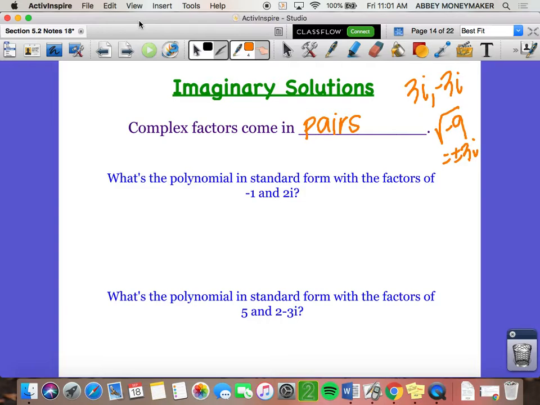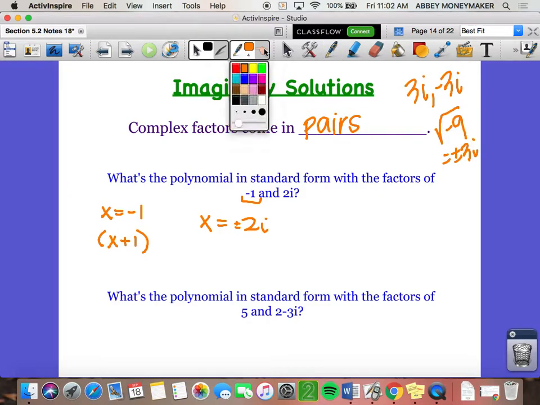Let's look at this problem right here. It says, what's the polynomial in standard form with the factors negative 1 and 2i? Well, that negative 1 is a real solution, right? So if we have x equals negative 1, we know in factored form that came from x plus 1, and I'm done with that. Okay? When we have that 2i, when we have x equals 2i, you technically have positive and negative 2i. Now, how can we turn that i back into a real number?